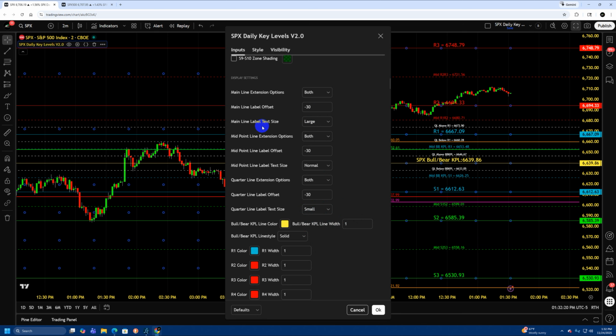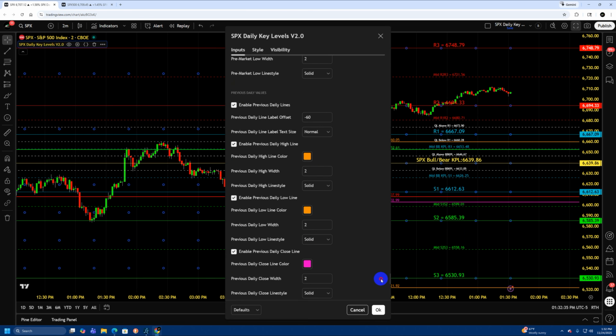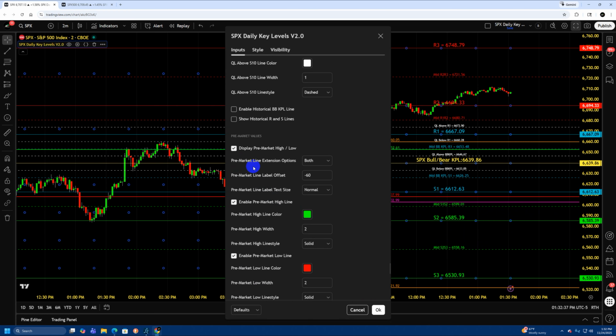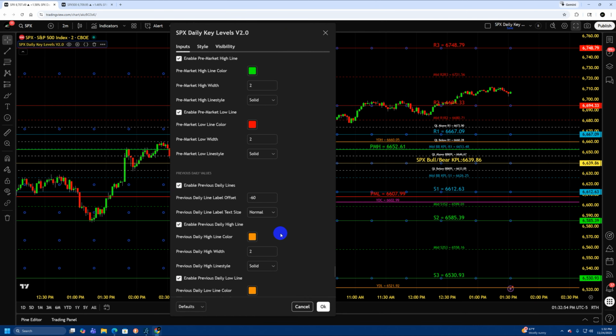And you can do the same with the others. Right now, the main level line labels are large by default. The midpoint are the normal text size, and the QL labels are the small text size. Then if you go down to the pre-market low, pre-market high, you can also change those. For example, if I wanted to put these to the large size for the pre-market low and pre-market high, then I can change that. And I can do the same thing with the YDH, YDC, and YDL levels, change them from normal to large.